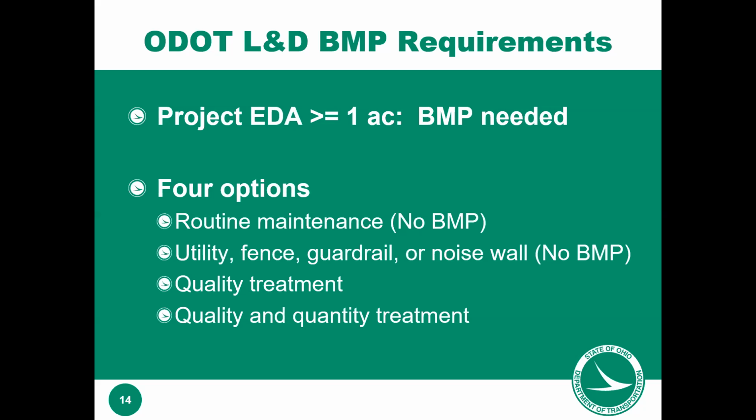So I'll stop real quick for a poll question, try to get these out of the way. For the second question, in ODOT's world, if the project EDA is greater than or equal to 1 acre, how many options are there? How many of these 4 options are there? All right, so I'll give you a second to type that into your form if you're doing that.